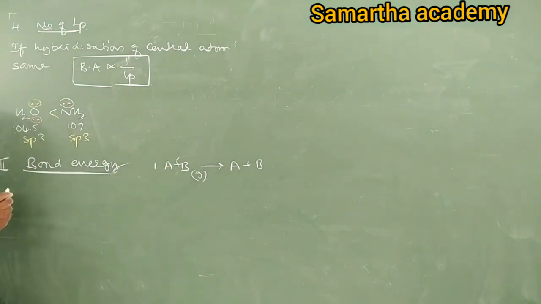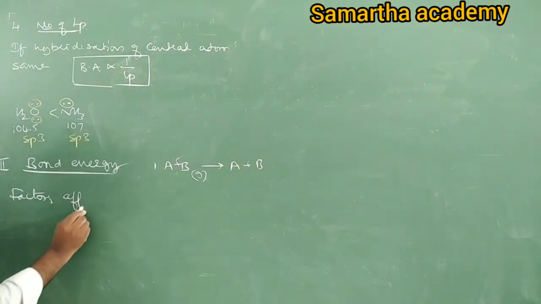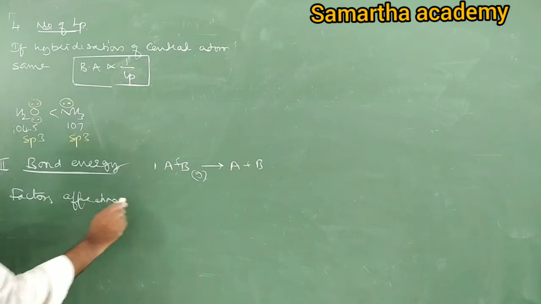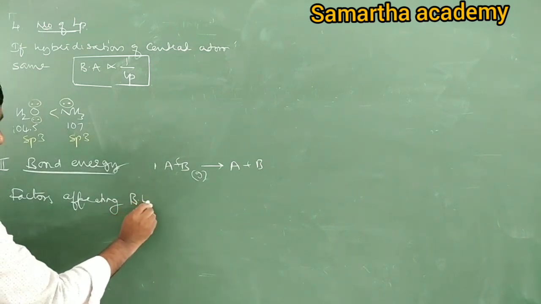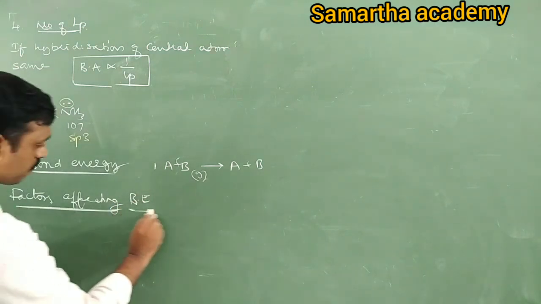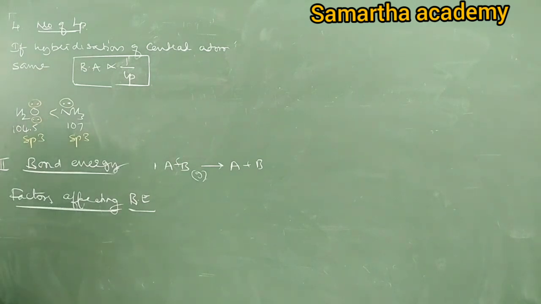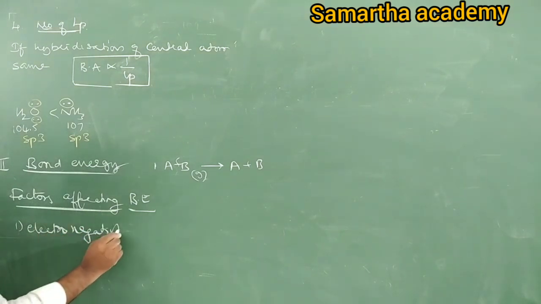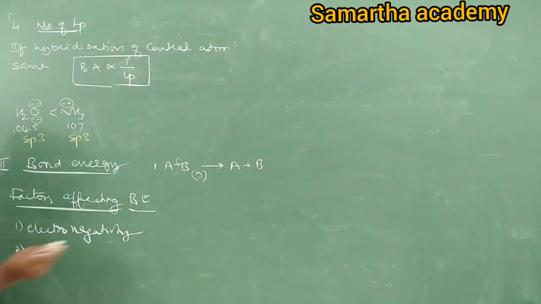Now, what are the factors affecting bond energy? Again the same factors. One is electronegativity. Second factor is bond order or bond multiplicity.